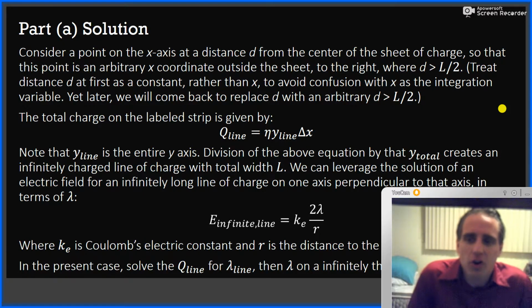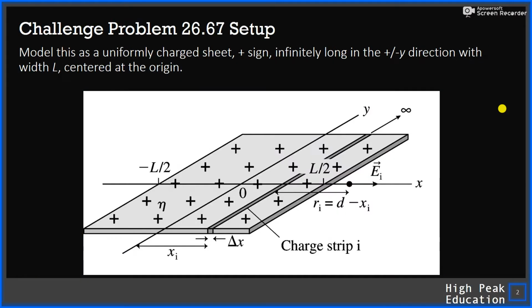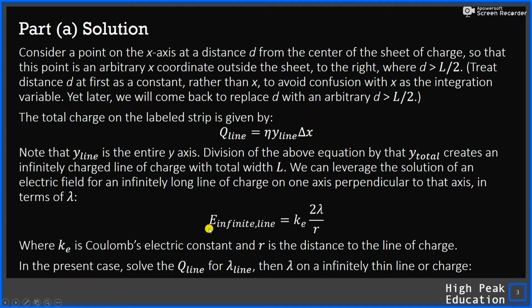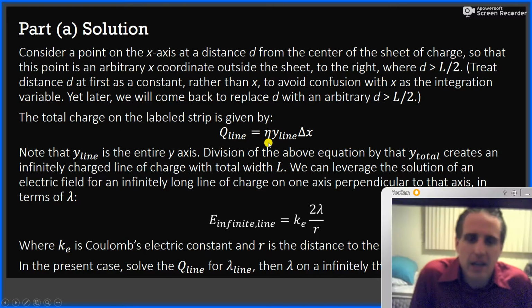The total charge on the labeled strip, so let me go back to the strip there. The total charge on this strip here should be given in units of coulombs. So that means Q on the line should be eta times y line times delta x. So how do we get that?